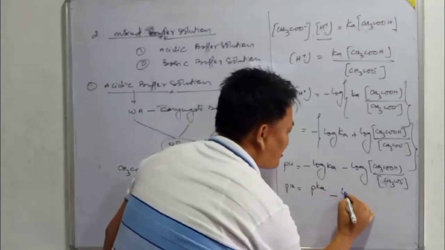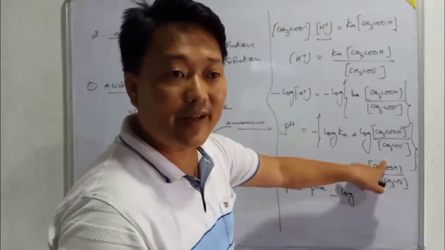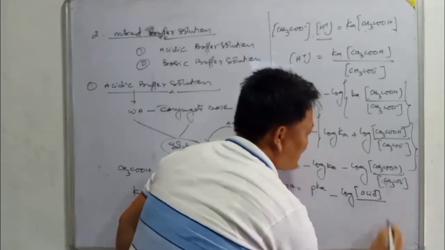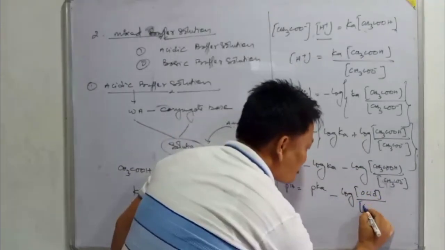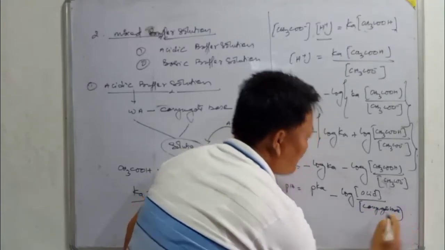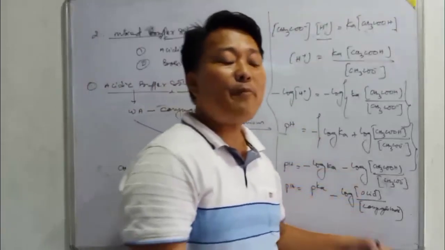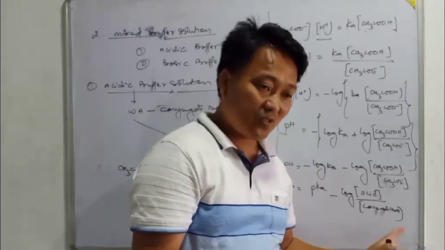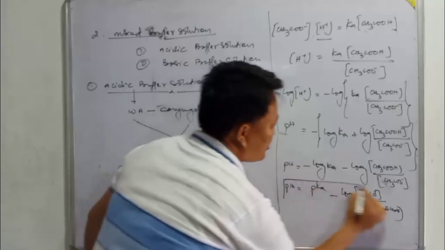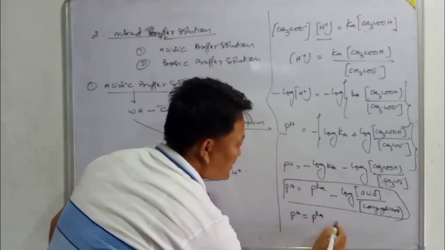Then minus log of acid, meaning the concentration of acid by the concentration of conjugate base. If it is for a weak acid, then the conjugate base will be here. If it is for a weak base, then the conjugate acid will be here. And we can also write this equation in this way also: pH is equal to pKa.